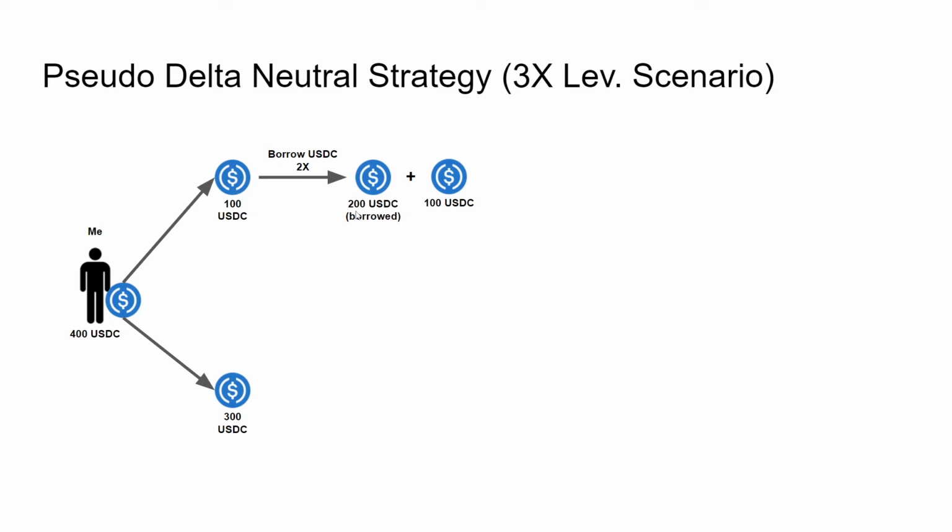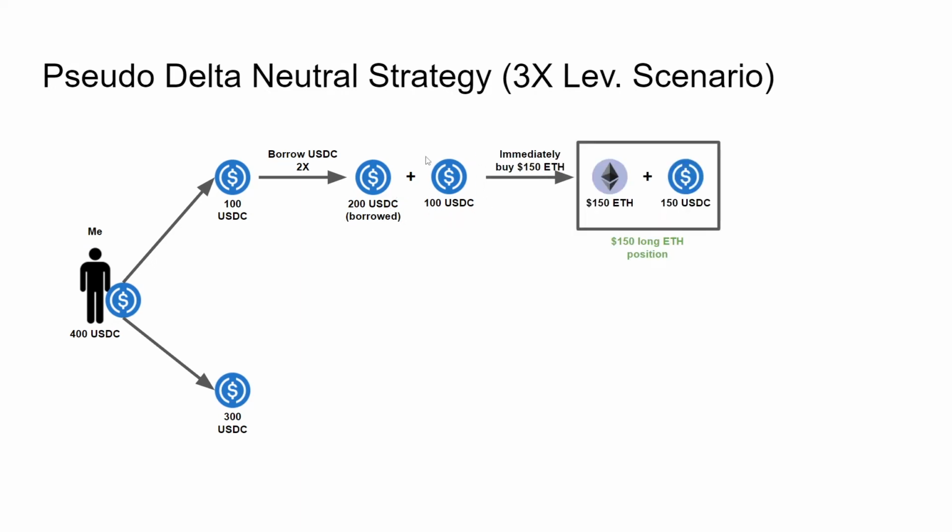So I'm going to borrow 2x USDC with my 100. That means at the end of borrowing, I'm going to have 200 USDC, which was borrowed, plus 100 USDC, which I put in. And to move forward with the long position, I immediately use 150 USDC to buy Ethereum. And I'm just going to use Ethereum as the example underlying asset in this case, but this could be any other token or any other coin.